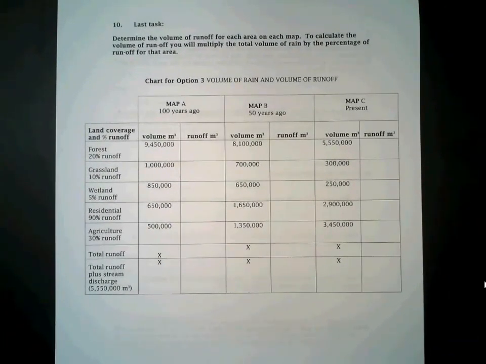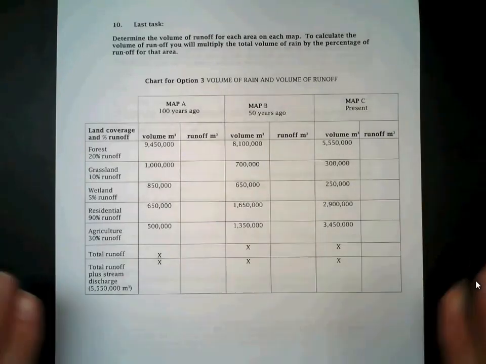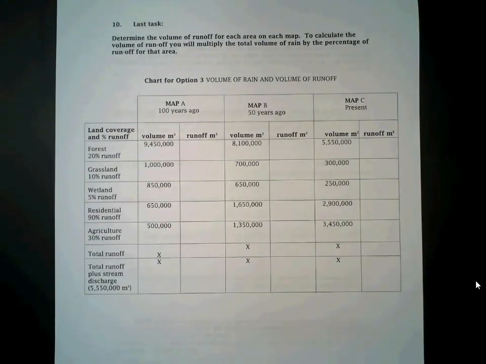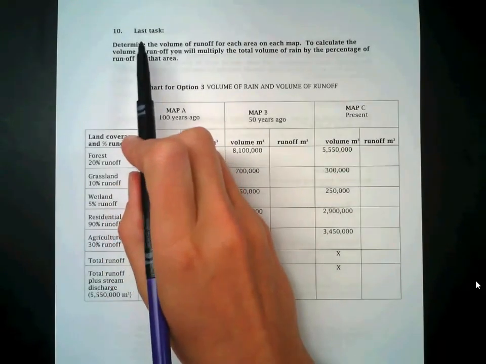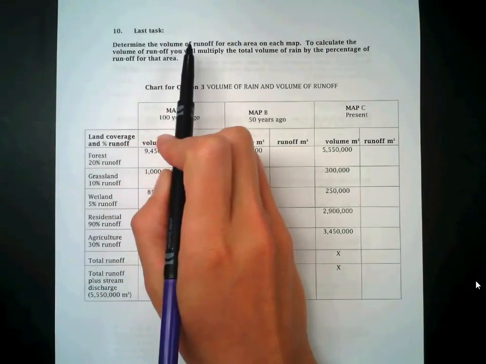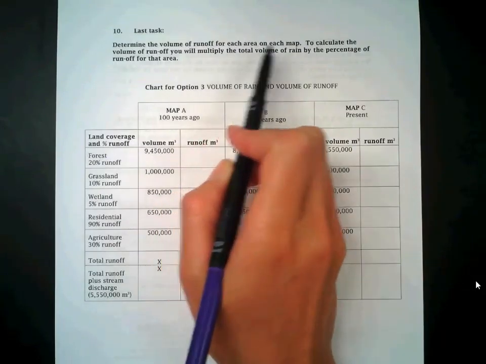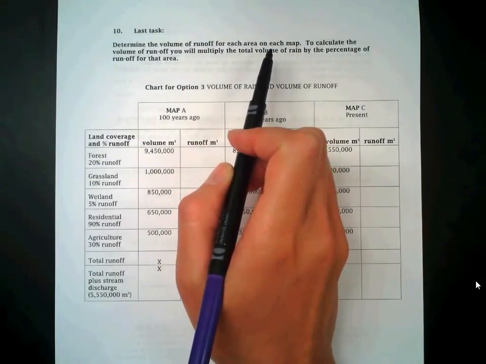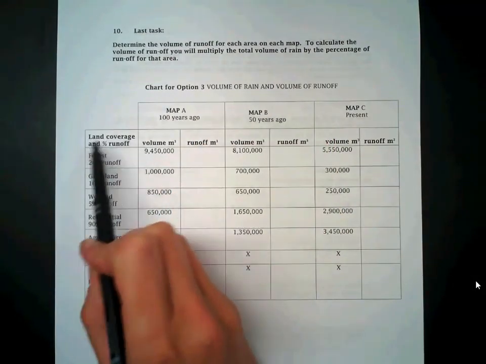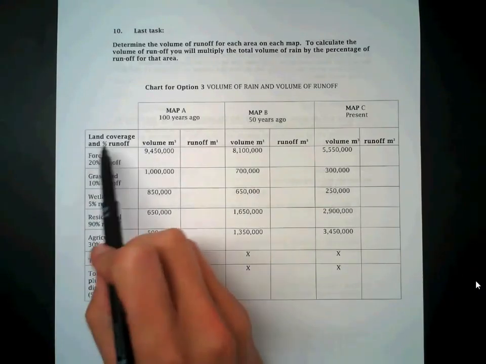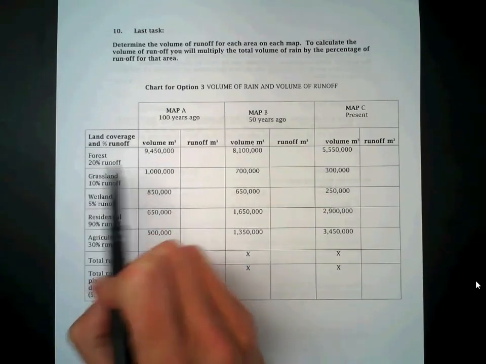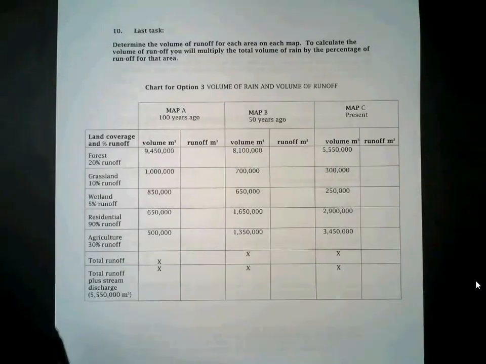I thought I'd help you with this last task because it may be difficult to figure out, even though it's a very simple task. So the task is to determine the volume of runoff for each area of the map. So basically it's asking you, when it rains, how much water runs off the forest, how much rain washes off the grasslands, and so on.